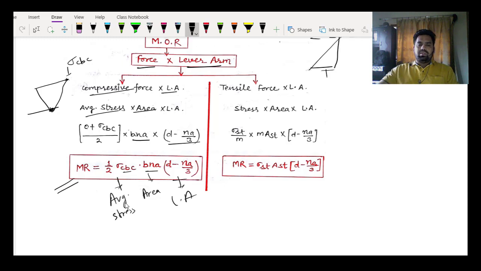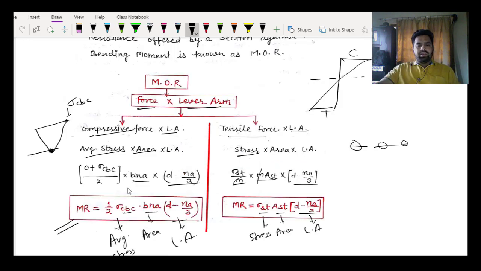Similarly, on the tensile side, the MOR is calculated by tensile force into lever arm. Tensile force is stress into area. Why are we not taking average stress? Because in the case of steel, it is already taken at the CG, so the value is already there. So stress into area into lever arm. The stress value for the transformed section is sigma_st by m, the area is m A_st, and the lever arm is the same, d minus x_a by 3. So m and m cancel out, and the MR value is sigma_st A_st into (d minus x_a by 3). Here sigma_st is the stress, A_st is the area, and this is the lever arm. Okay, that's all for today. Take care, be safe.